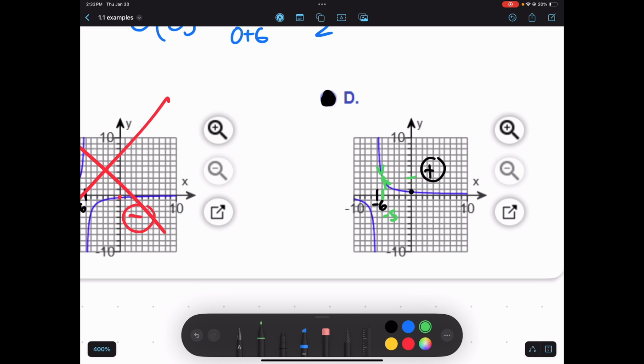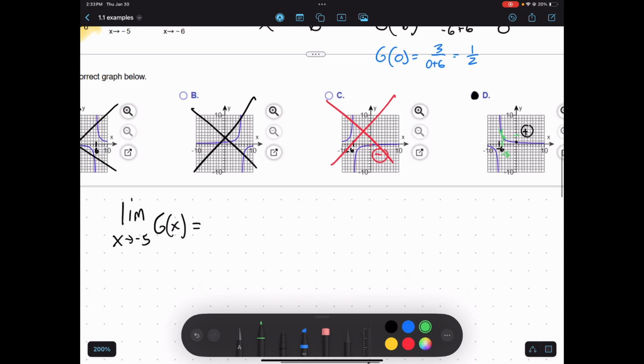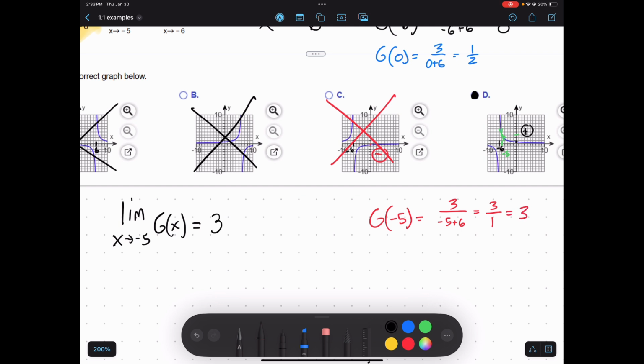3. Okay. I can double check that by just plugging negative 5 into my function. If I calculate g of negative 5, I get 3 over negative 5 plus 6, which gives me 3 over positive 1, which is just 3. So sure enough, my limit for my function ends up just matching what the function value is. My function is approaching a y value of 3.